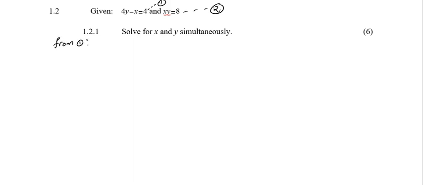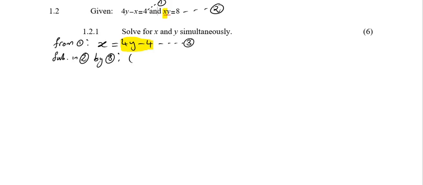From equation 1, I want to make x the subject of the formula. Let me transpose x to the right hand side, then I'm remaining with x equals 4y minus 4, and I will name this equation 3. After this I need to do a substitution into equation 2, sorry, using equation 3, because I know that x is exactly equal to 4y minus 4.